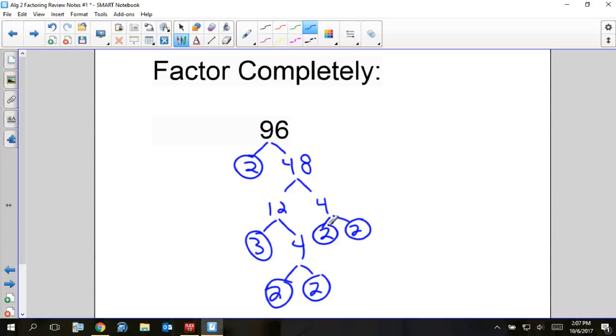So once I've circled the end of my factor tree, I found all the factors for 96. So I'm going to rewrite 96 in factored form. I'm not going to write 2 times 3 times 2 times 2 times 2 times 2. I mean, that's what I'm going to say, but there's no reason to write 2 times 2 times 2 times 2 times 2. How do I write it instead?